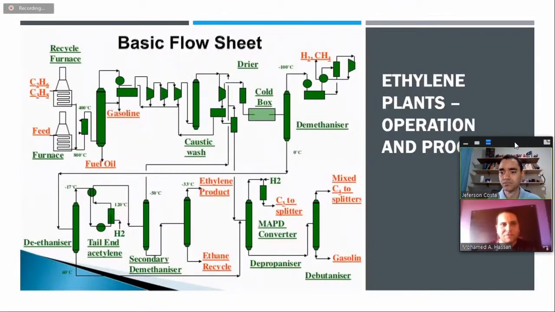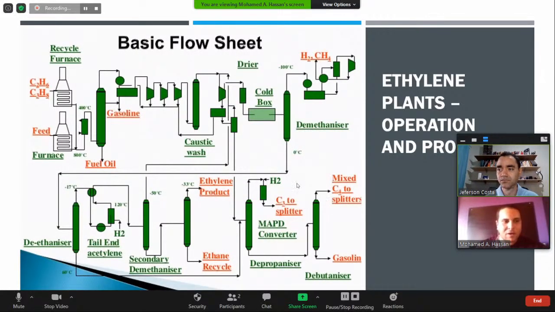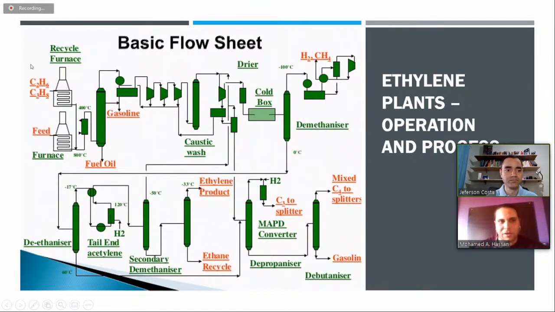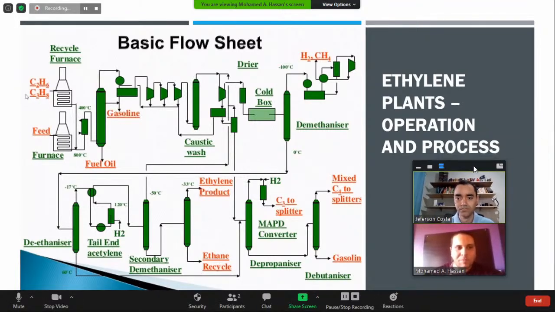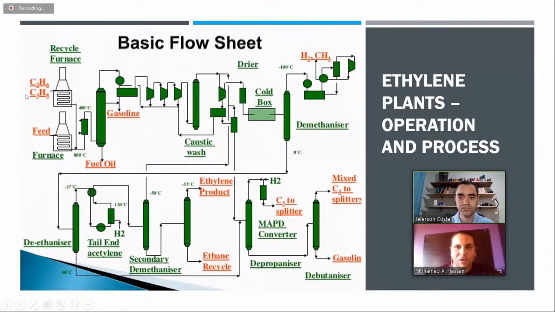This is the process flow diagram of the ethylene plant. There are two units missing here, the mercury removal unit and the amine unit. I will explain them, then I will go into that process flow diagram. The feed to the ethylene plant can be naphtha, a mixture of ethane and propane, or pure ethane.